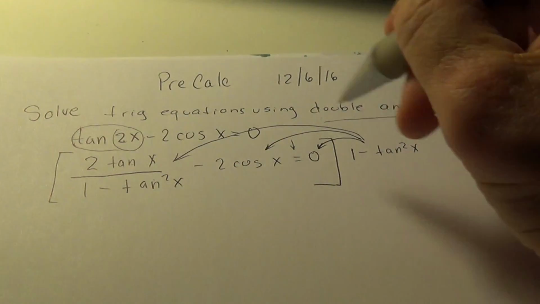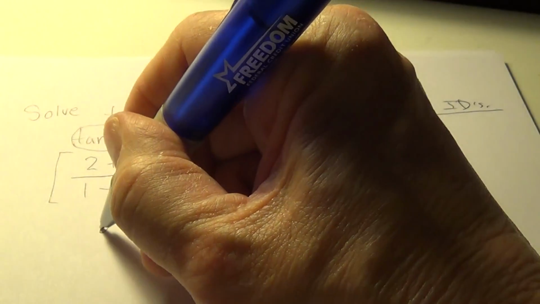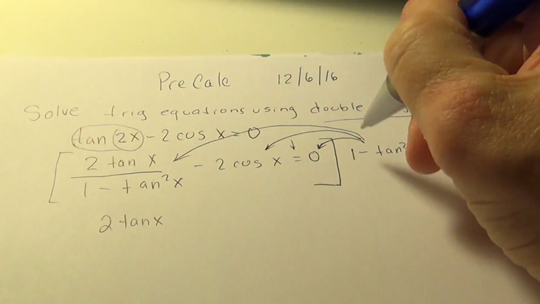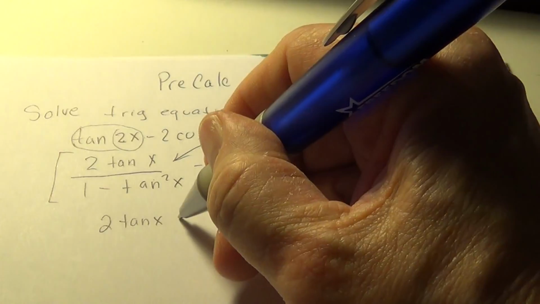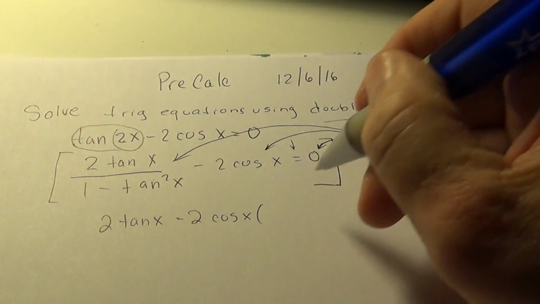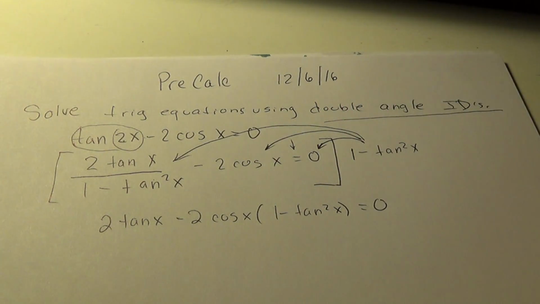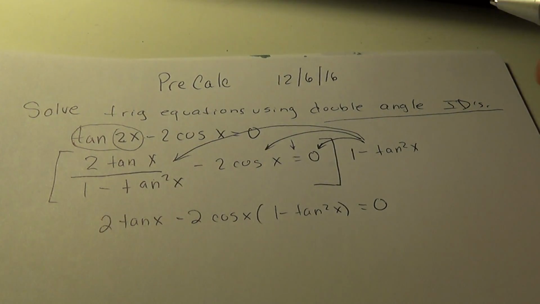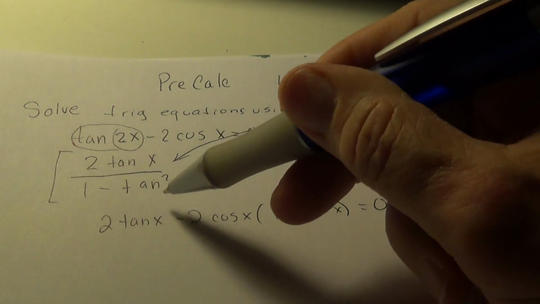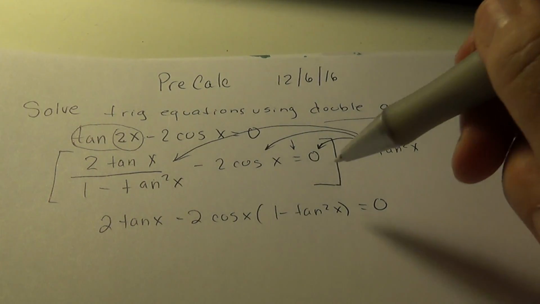So this times this will cancel the numerator and denominator, and it'll leave a 2 tangent x. This times this is not so nice and sweet. It's just going to be cosine x times this 1 minus tangent squared x equals 0. Do you see why I multiplied by this, to make it simpler to work with without that denominator? Always use that technique.